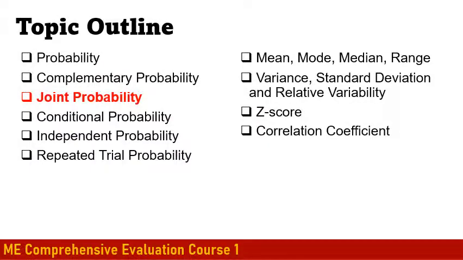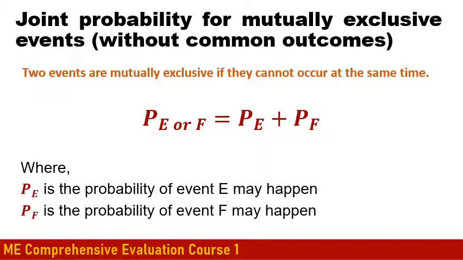Now that we know complementary probability, let's move forward to joint probability. Joint probability is divided into 2. First, we have the joint probability for mutually exclusive events, or events without common outcomes. 2 events are mutually exclusive if they cannot occur at the same time.